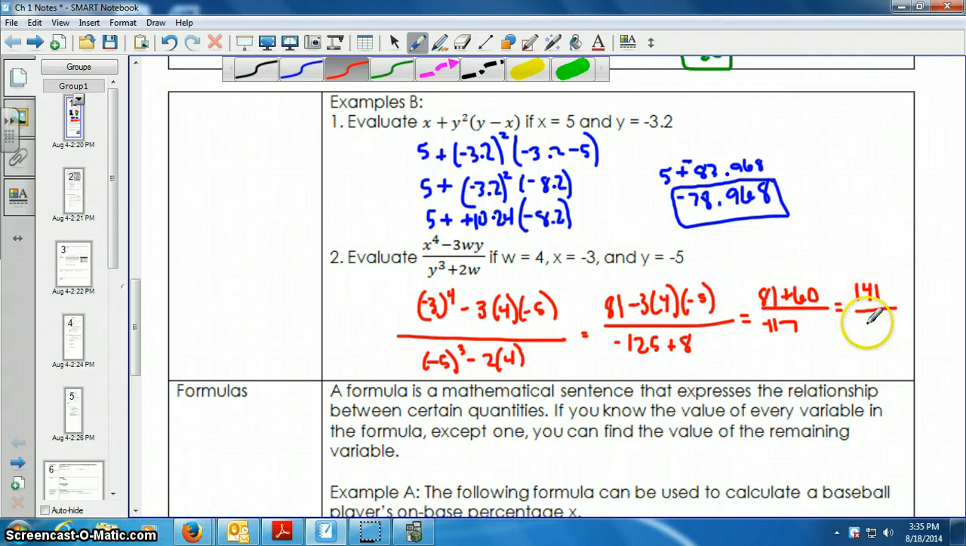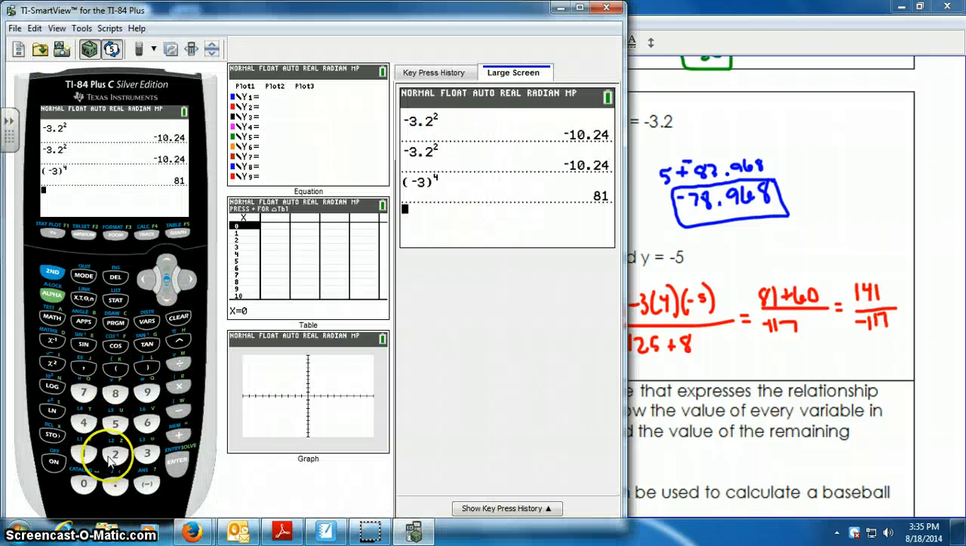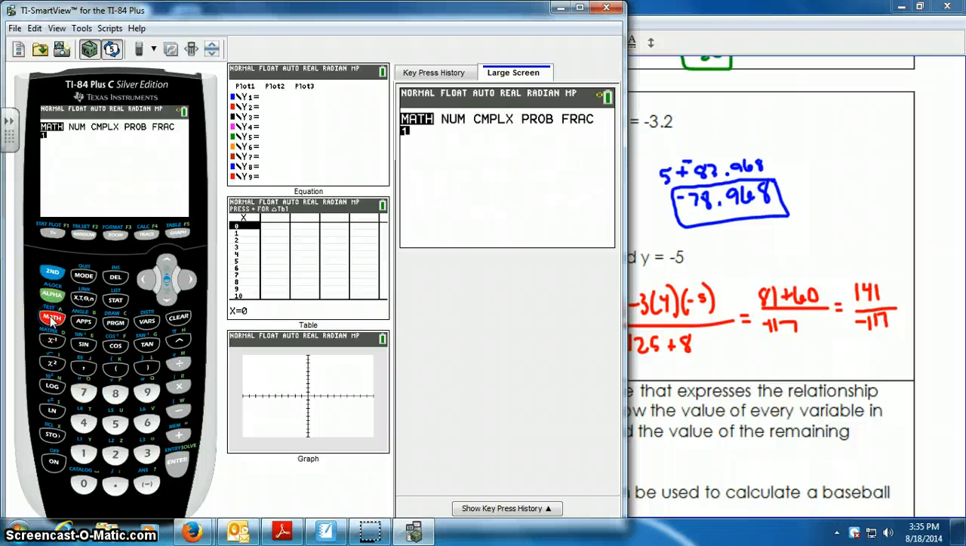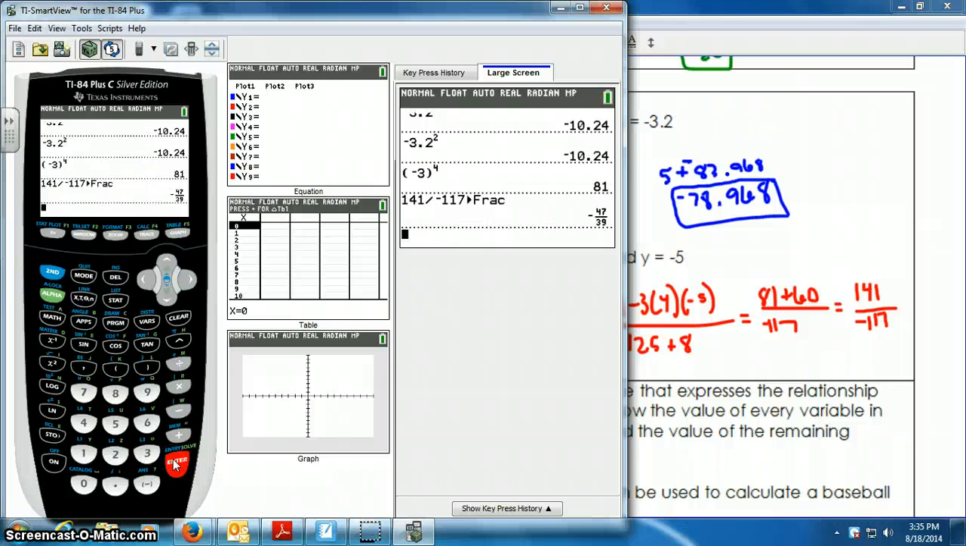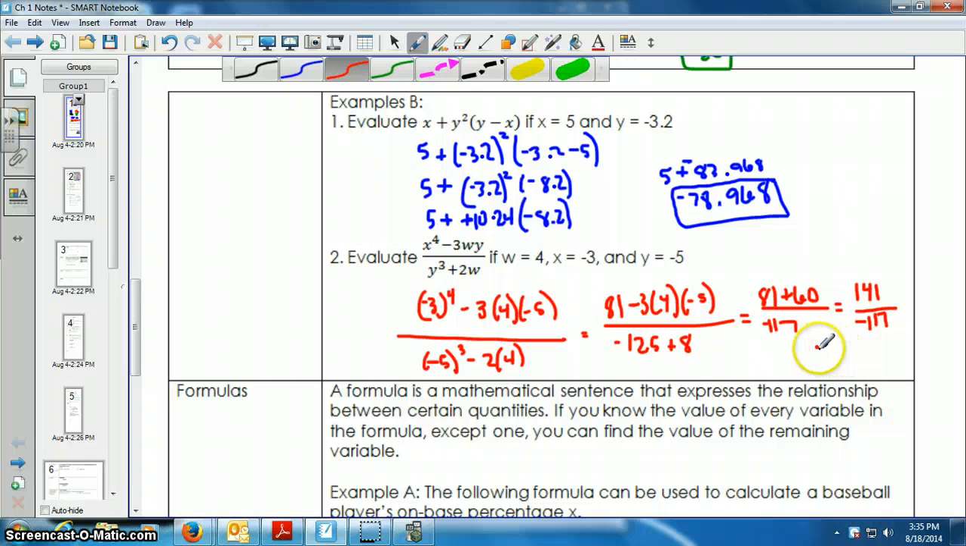141 over negative 117. Now, a way to check and see if that could be simplified is there is a fraction button on your calculator. So what you could do is take 141 divided by negative 117, and then go to the math button and hit, sorry, that first option, fraction. So just enter, enter, and it does reduce. It reduces to negative 47 over 39. So it reduces it for you, which is really nice. So negative 47 over 39. I think that was right. Yep. And there's our final reduced answer.